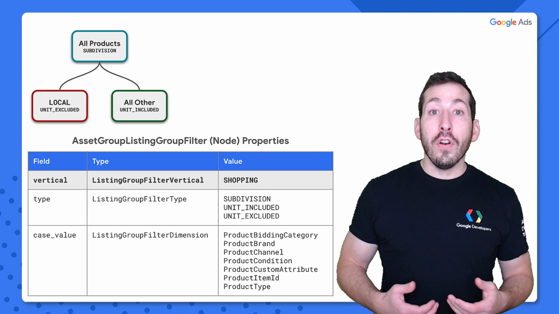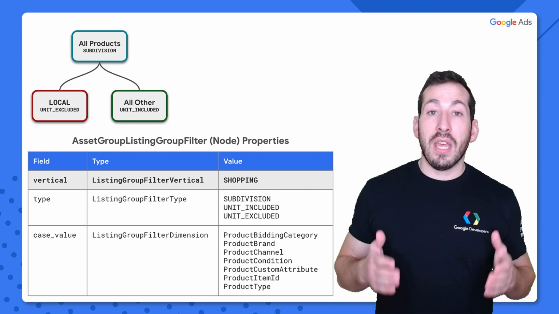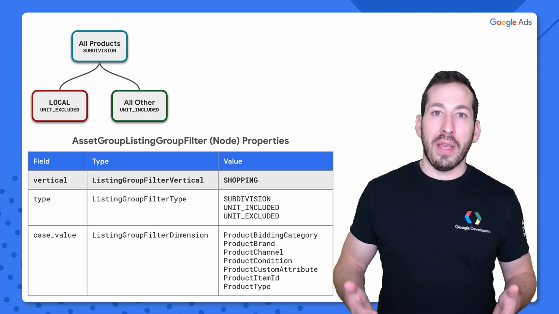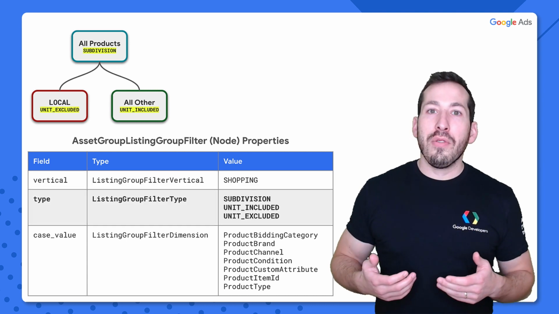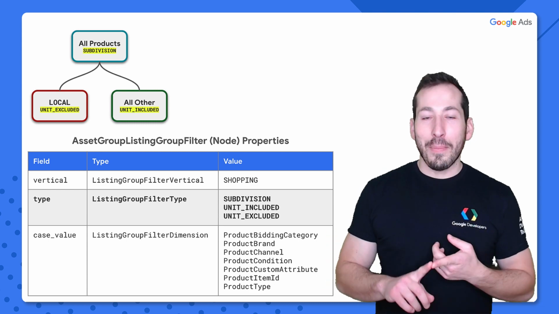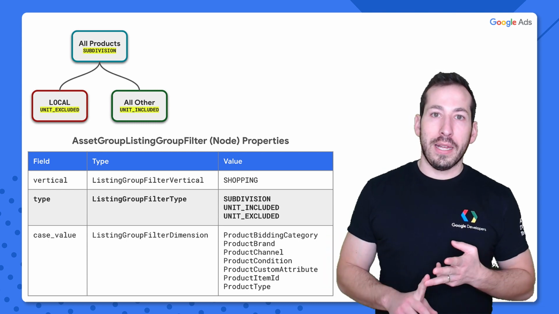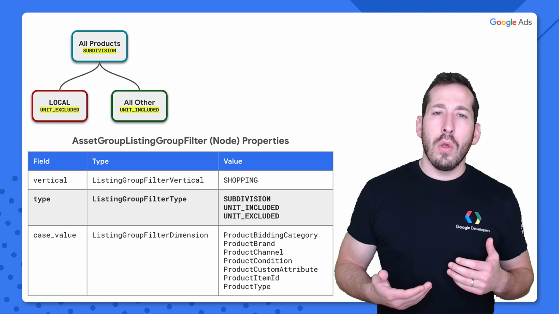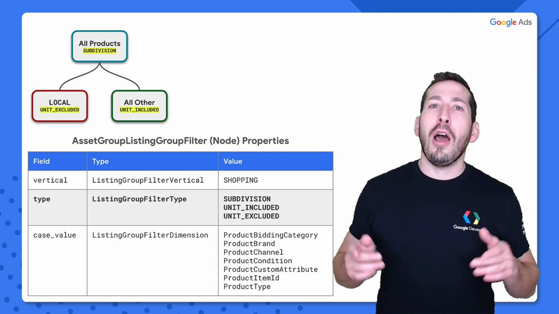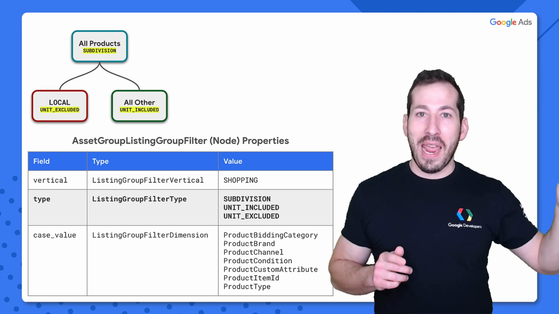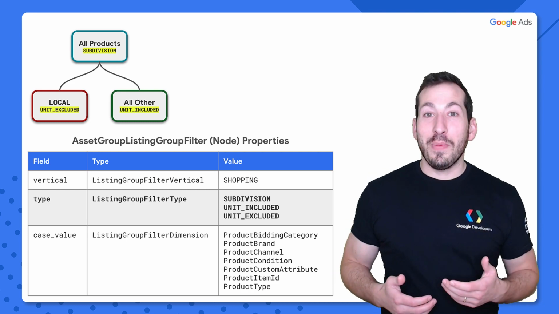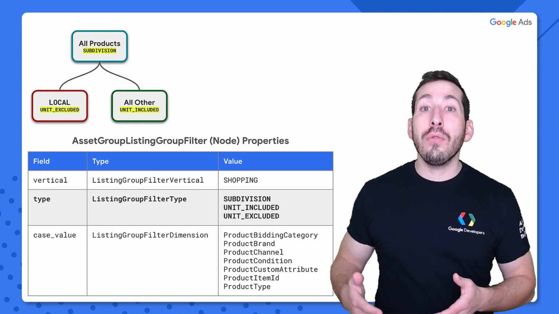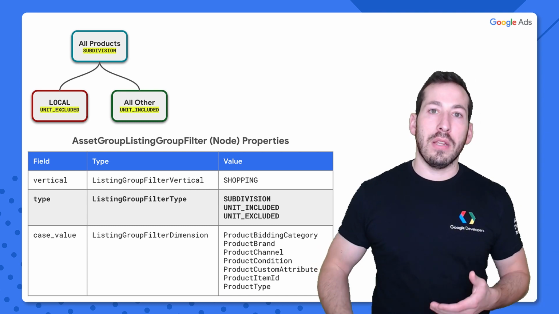First is vertical, and in this specific case, for Performance Max Retail, this is always going to be shopping. Next is type, and there are three different types that we'll generally work with: subdivision, unit included, or unit excluded. If a node is a subdivision node, it means that it has children. Or a better way of thinking that means that other nodes refer to that node as their parent. The next type is unit excluded, which means we want to exclude products from that category in our asset group. And then unit included means we, of course, want to include those products in our asset group.